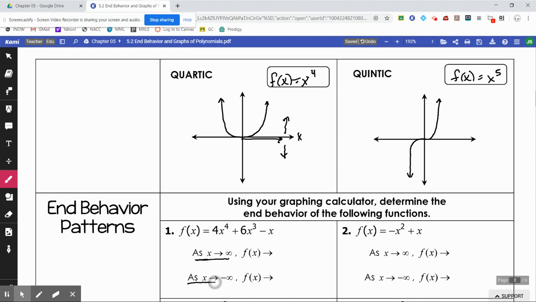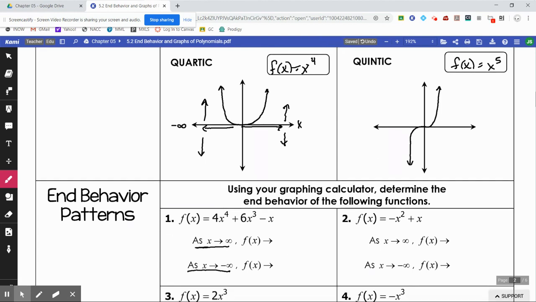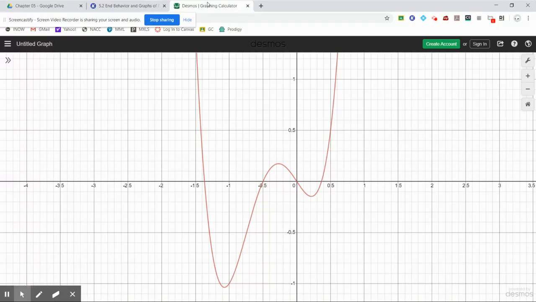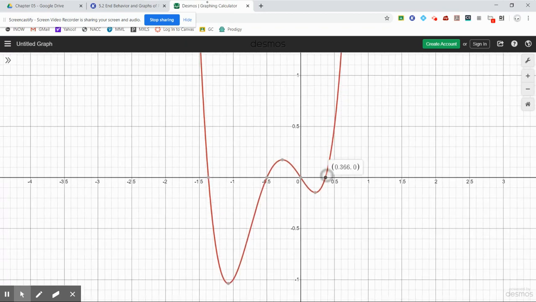And then as x goes to negative infinity, well, here's negative infinity on your graph. So what that means is, as you travel to the left, as you go this way on your graph, does your graph go up or does your graph go down? So using a graphing calculator, we'll use Desmos. We're going to graph each of these and try to figure out what my graph does as I travel to the right or as I travel to the left. Okay, our first function is 4x to the fourth plus 6x to the third minus x, and here is a look of it. As we travel to the right on our graph, look at what your graph's doing. As you move to the right, your x values go up.